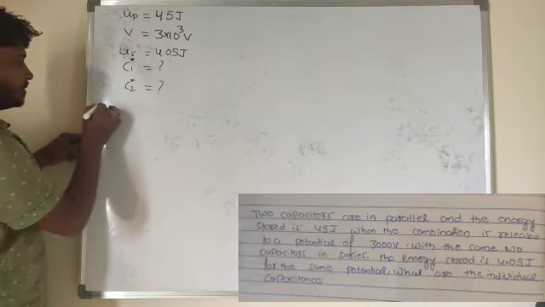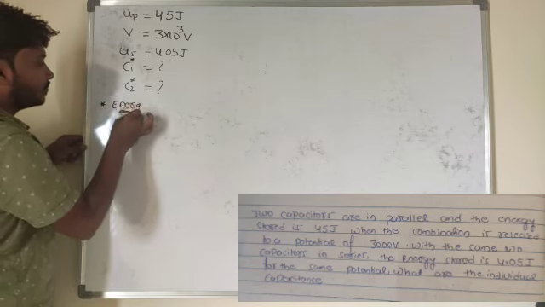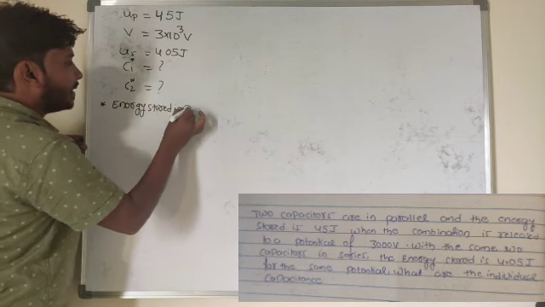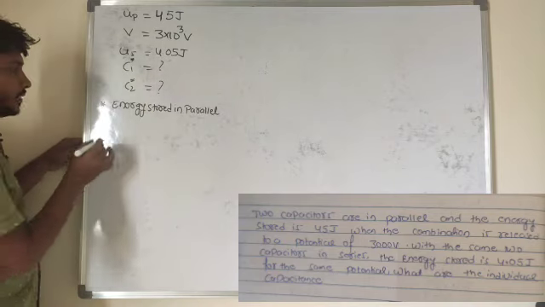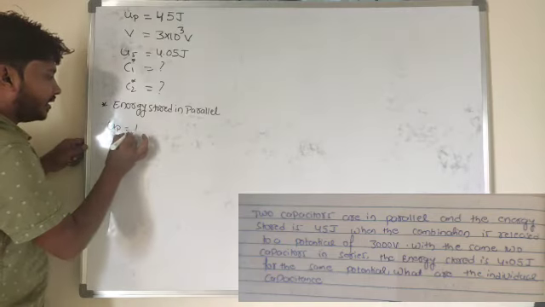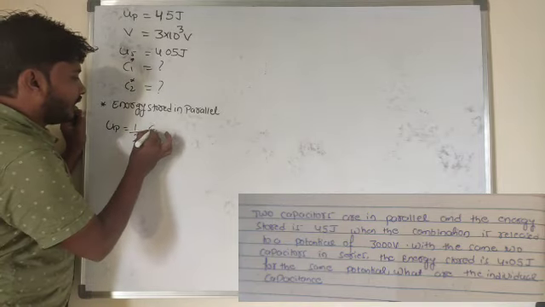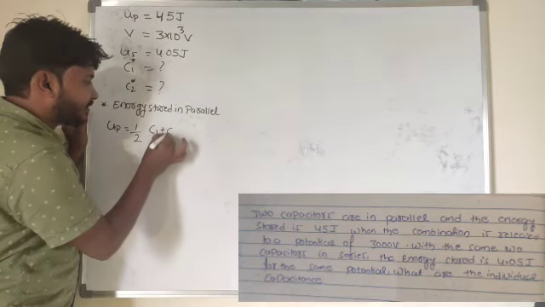So for that purpose, first I will consider the energy stored in the parallel combination. So first I can find the energy stored in the parallel combination. What is the connecting formula here? So energy stored in parallel combination, half of. So parallel means C of P is equal to C1 plus C2.